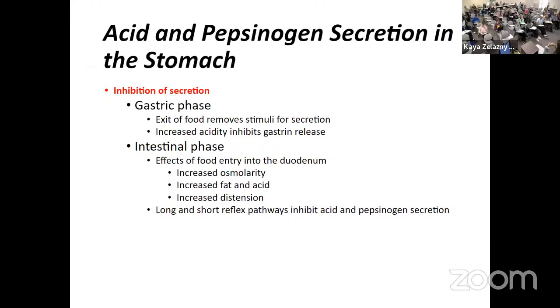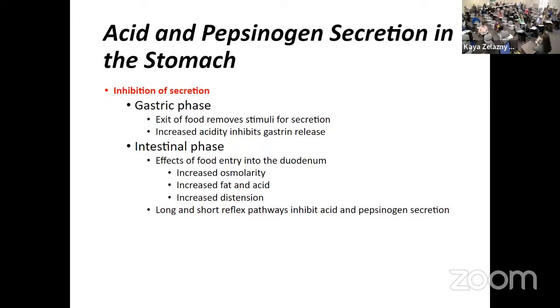And the duodenum itself is filling a bit, right? So we can also have some distension of the duodenum, some stretch, some expansion there of that part of the pathway. So these signals coming from your intestine are going to loop back and inhibit secretion of these products from the stomach as well.